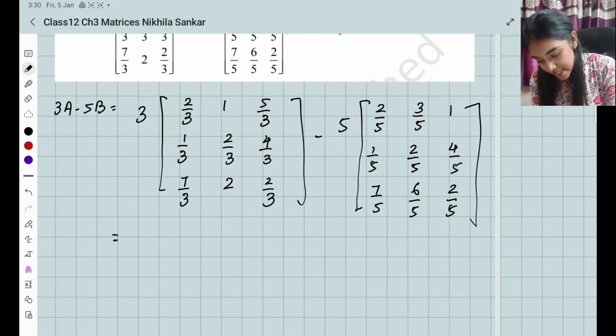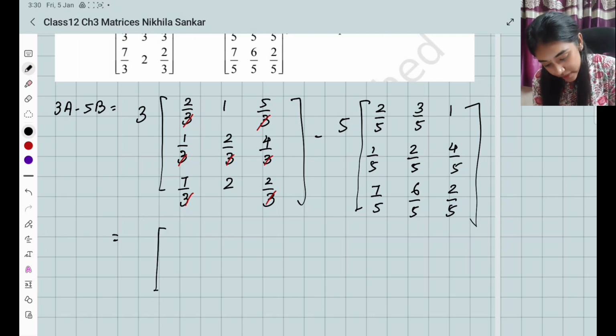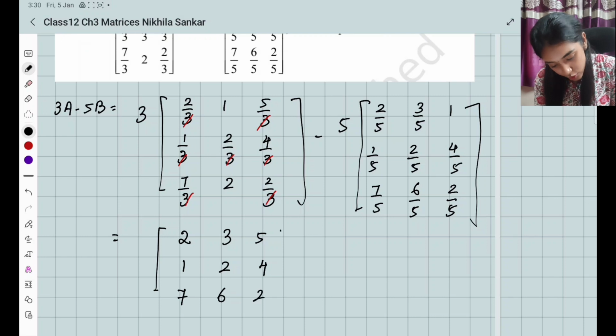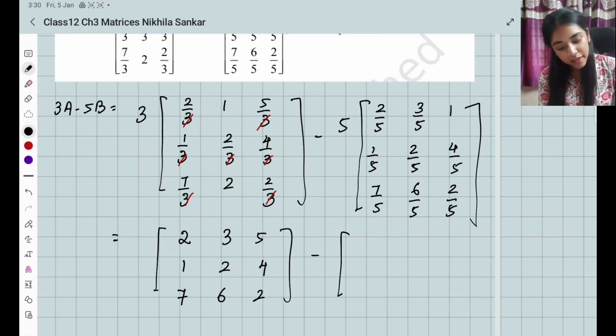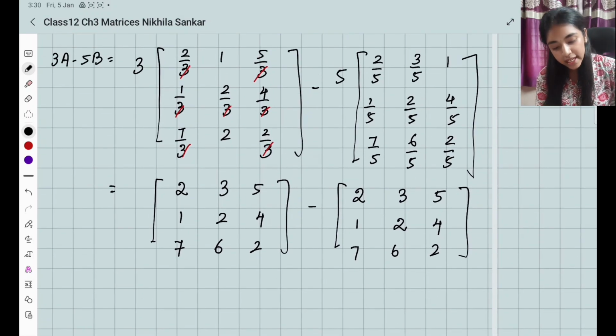When I multiply by 3 inside, the 3s will cancel. Wherever I have a 3 in the denominator, they will get cancelled. And wherever I don't, it will get multiplied by 3. So, 2 by 3 times 3 cancels, giving 2. 3 ones are 3. Then I have 5, 1, 2, 4, 7, 3 twos are 6, 2. Minus. Again, 5 into 2 by 5 is going to be 2. Then 5 into 3 by 5 is going to be 3. Then 5 into 1 by 5 is going to be 1. 5 cancels. Then 5 into 2 by 5 is going to be 2. Then 4, 7, 6, 2. Understood? Where 5 is in the denominator, it cancels. Where it isn't, it gets multiplied.